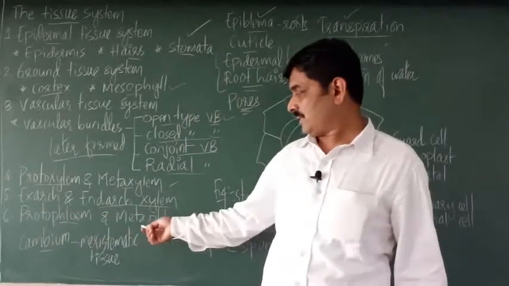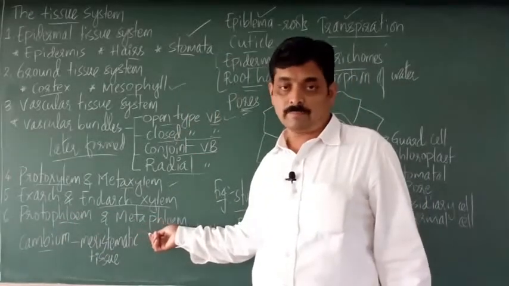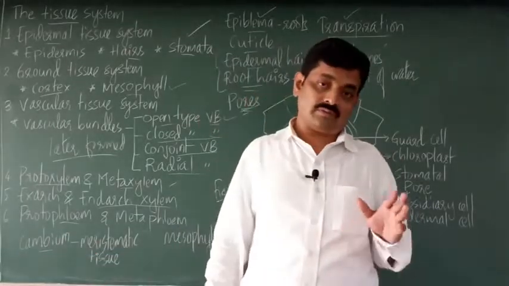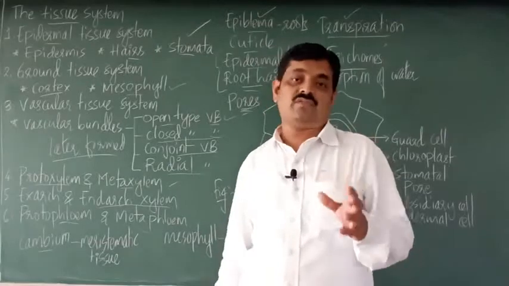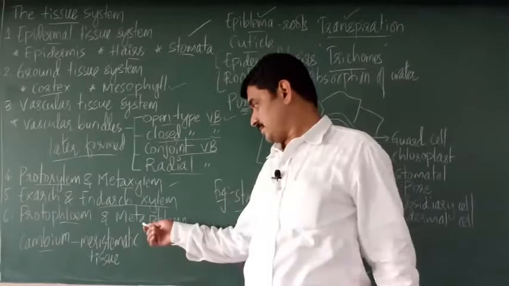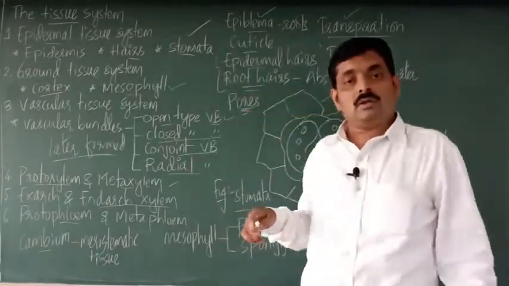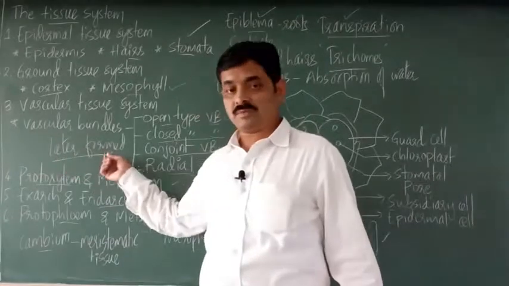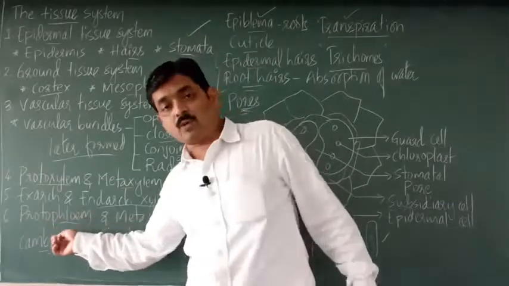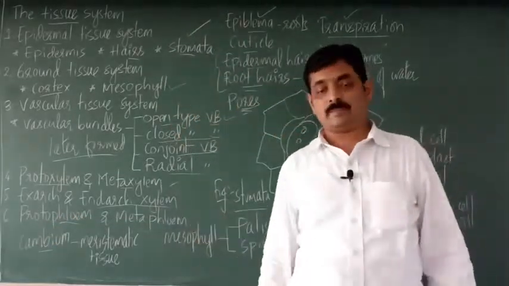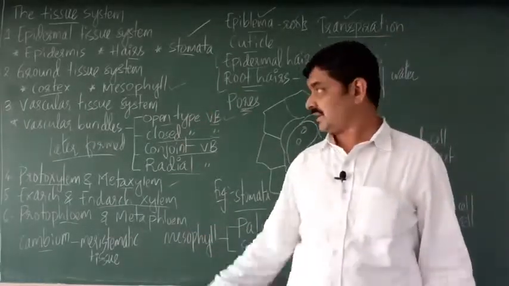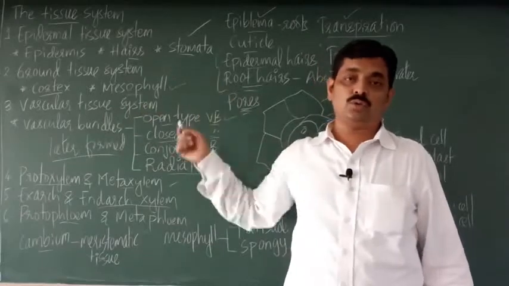Then protophloem and metaphloem. So here protophloem means the first formed phloem. Right? The first formed phloem is called protophloem. Then what is this metaphloem? The later formed phloem, means the phloem that is formed after protophloem, is called metaphloem. So that is about the different concepts under the vascular tissue system.